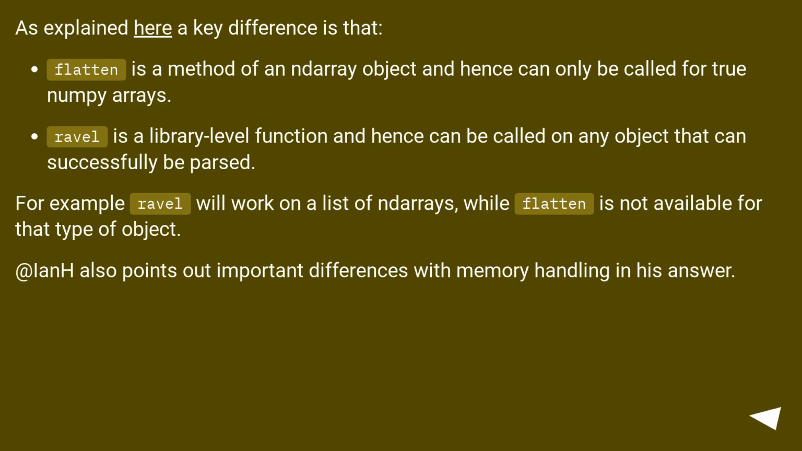As explained here, a key difference is that flatten is a method of an array object and hence can only be called for true numpy arrays. Ravel is a library-level function and hence can be called on any object that can successfully be parsed. For example, ravel will work on a list of arrays, while flatten is not available for that type of object. @INH also points out important differences with memory handling in his answer.